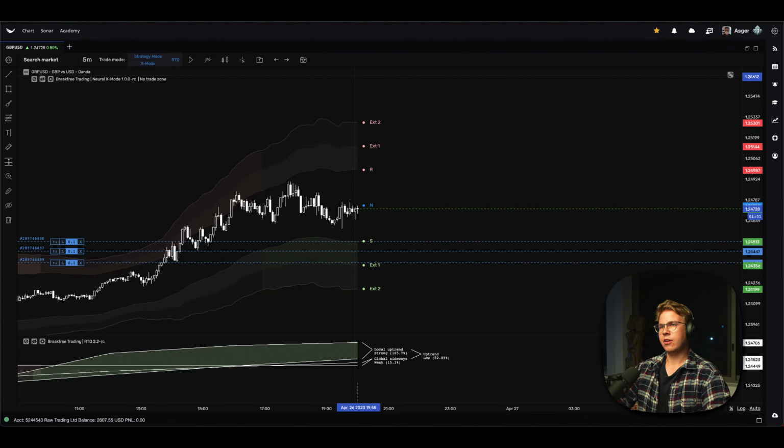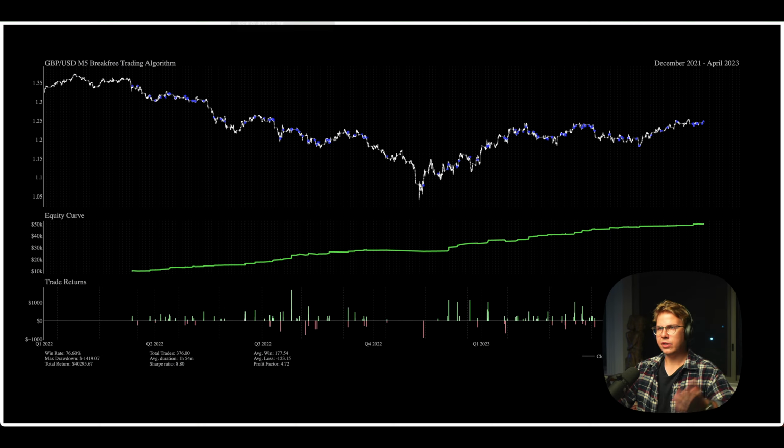And by doing this, and this is all you're doing, you're able to get an equity curve that looks like this, where it starts at $10,000 in February 22, and it goes all the way up to $50,000 by April 25, 2023. So in this backtest, we have a 76.6% win rate. We have a max drawdown from the very top of the equity chart to the bottom of $1,400, and we have a total return of $40,000.